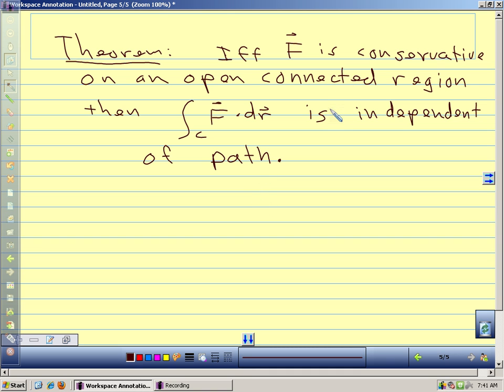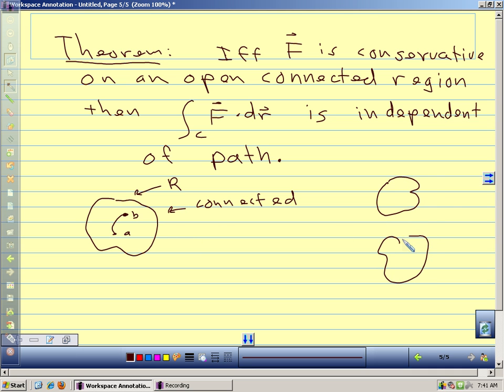And a connected region means just what you would think it means. Here's our region from A to B. So this is connected. This is R. This region is not connected. So we have to make sure that we're talking about a connected region. And when we go a little further, we'll run into some places where we have to make some adjustments for connected and not connected.